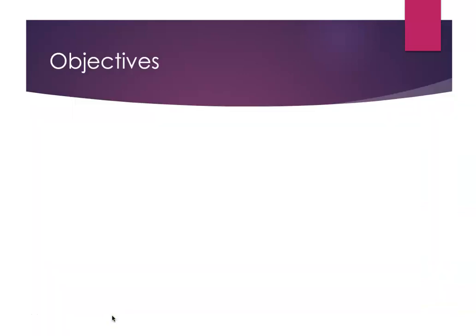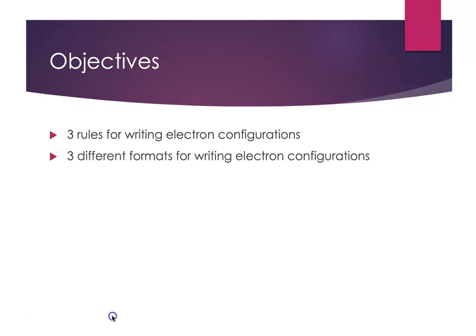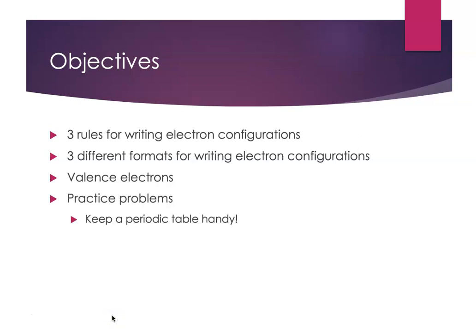The focus for today is writing electron configurations. Here's what I'd like to accomplish in this webcast. I want to introduce you to the 3 rules that are used to write electron configurations and show you 3 different formats that are commonly used to write them. We'll tie this into the idea of valence electrons and do a number of practice problems as we work through all of this. I recommend keeping a periodic table handy so that you can do the practice problems right along with me and get really good at writing electron configurations.